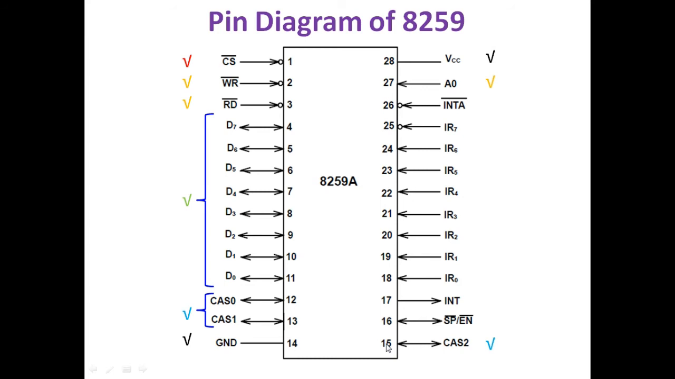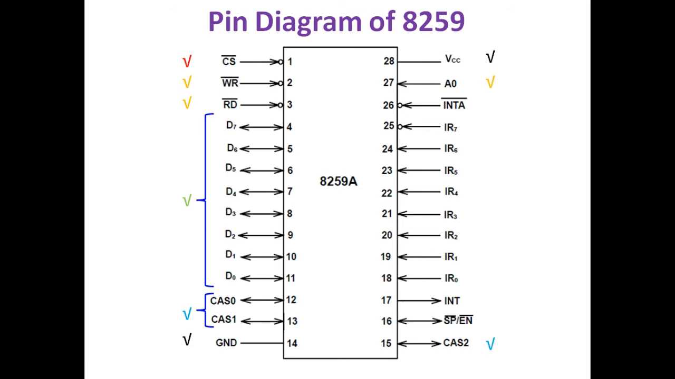slave concept. Okay, so in case suppose if you want to configure 64 interrupts, if your system requires or needs 64 interrupts, then in that case these three pins must be connected to other 8259 ICs. Okay, and using these three CAS 0, CAS 1, CAS 2 lines, you can select the particular 8259 IC to get the interrupt or to tell about the interrupt signals.